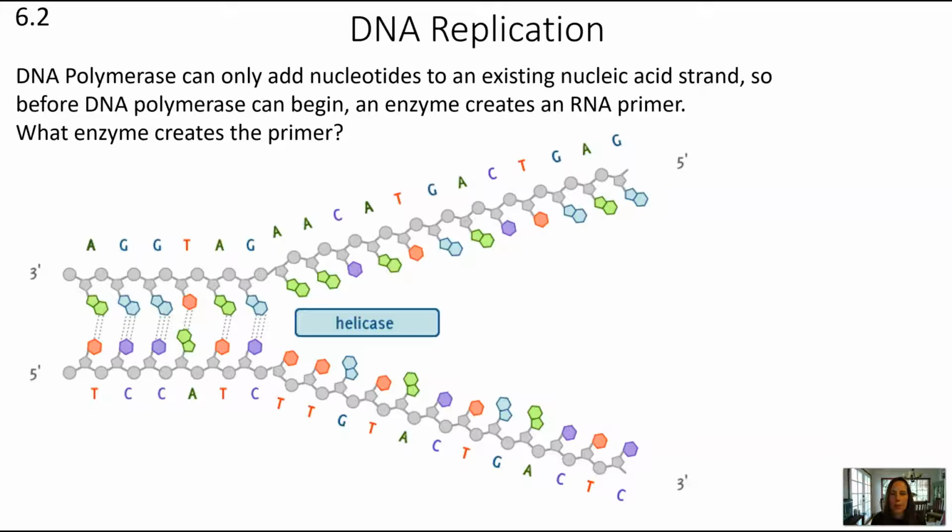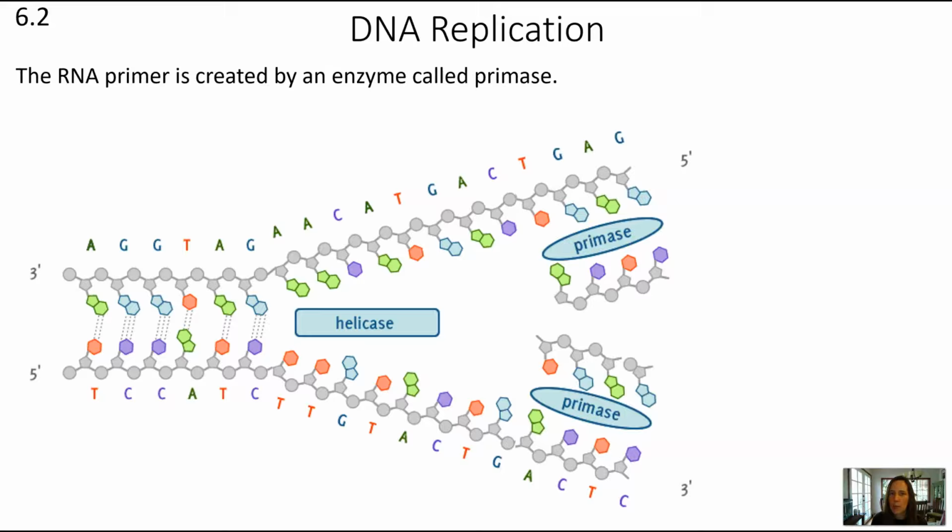So DNA polymerase can only add nucleotides to an existing nucleic acid strand. Remember, it needs that OH group on the building strand to grab onto. So before DNA polymerase can begin, we have another enzyme involved that creates an RNA primer. A primer is just something to get something started. What enzyme creates the primer? I don't know if you've ever heard of it, but if you have, hopefully you can remember from the name of what it's creating. It's creating a primer. So the enzyme that creates the primer is aptly named primase.